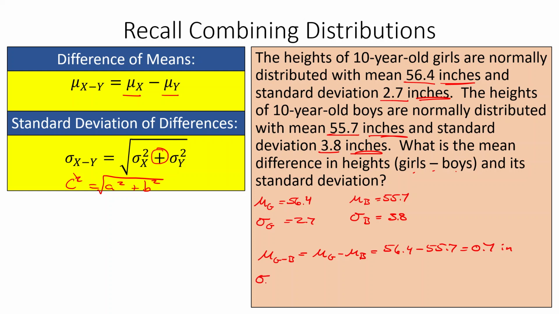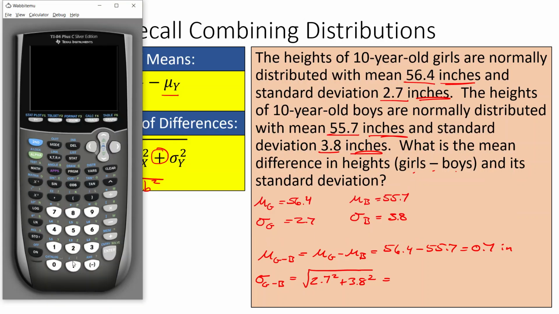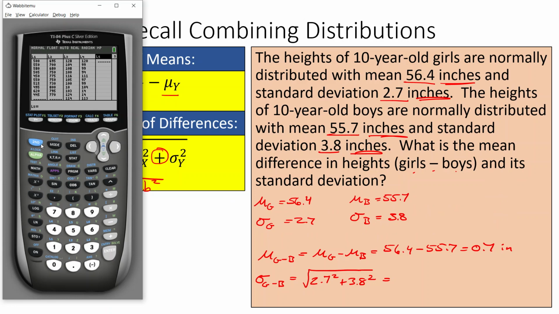The standard deviation for the difference in the heights, girls minus boys, would be the square root of the standard deviation for girls, which is 2.7 squared, plus the standard deviation for boys, which is 3.8 squared. So we're just going to have to throw that into the calculator and see what we get. Let's see, where's our calculator? There it is. Second square root, 2.7 squared plus 3.8 squared. And we get 4.66.